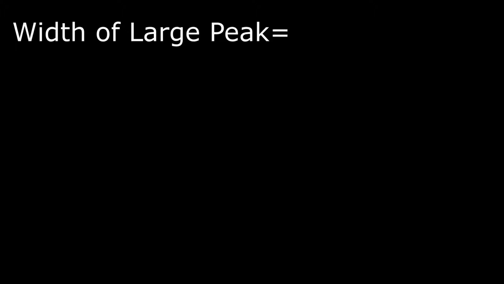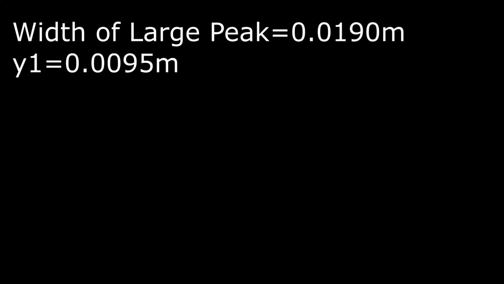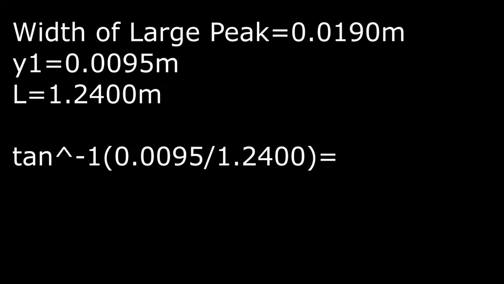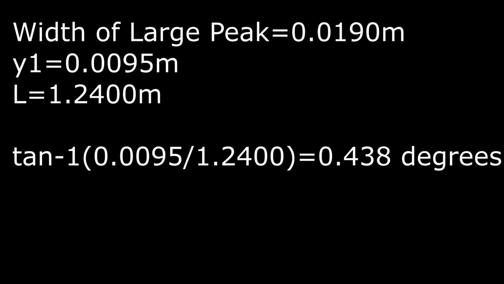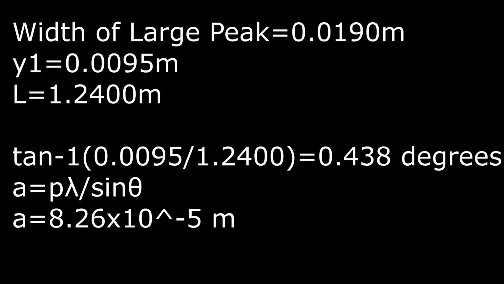Okay, so for the data and calculation section, for the first experiment, the single slit, we measured the width of the really large peak to be 0.019 meters. Dividing that in half gives us a y1 of 0.0095 meters. And we measured our length to be 1.24 meters. So using the tan inverse equation, we can find our theta, which we got to be 0.438 degrees. And then plugging that into the other equation, where a is equal to p lambda over sine theta at that particular p value, we get an aperture of about 8.26 times 10 to the minus 5 meters.